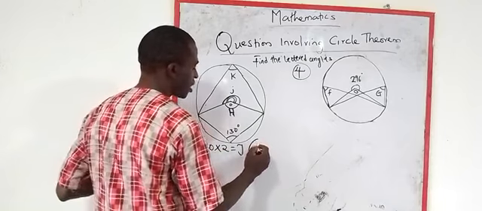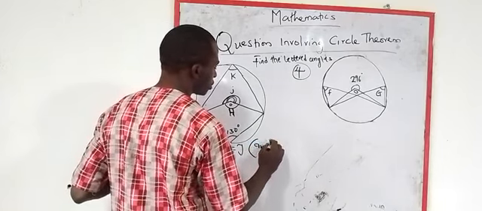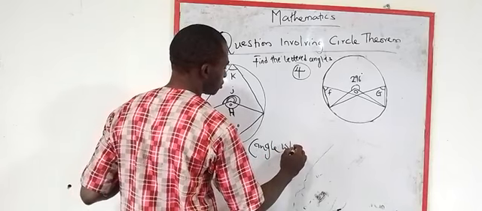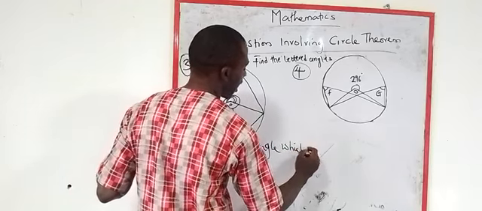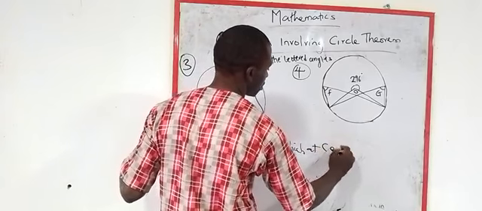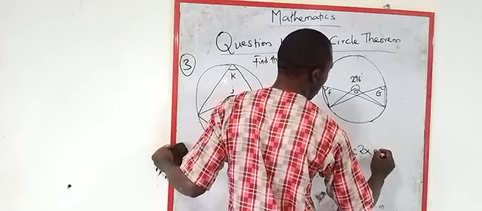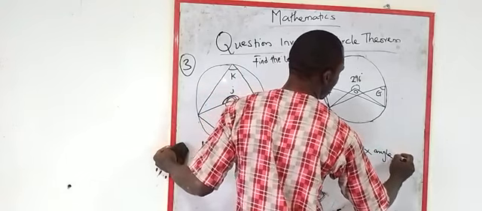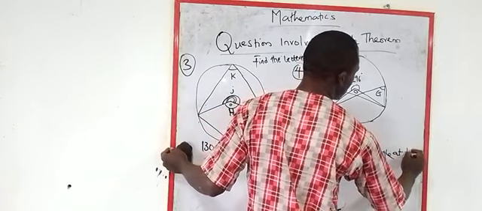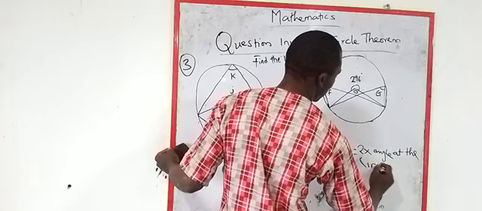The reason is: angle which is at the center is equal to 2 times the angle at the circumference.